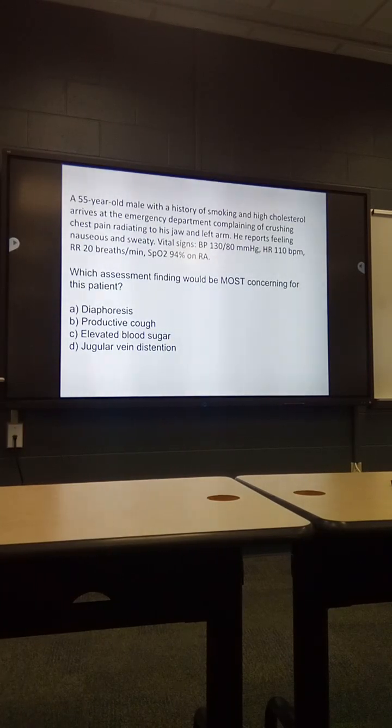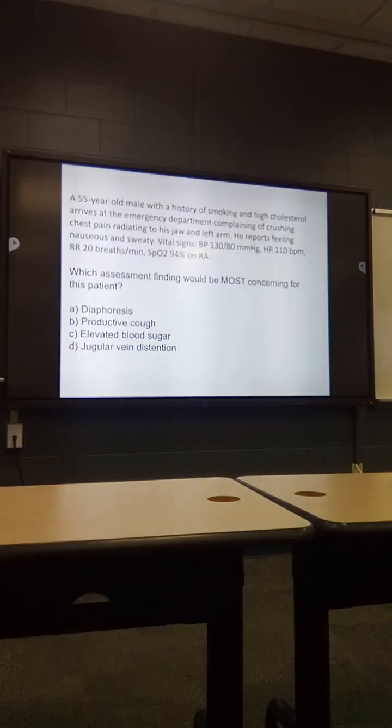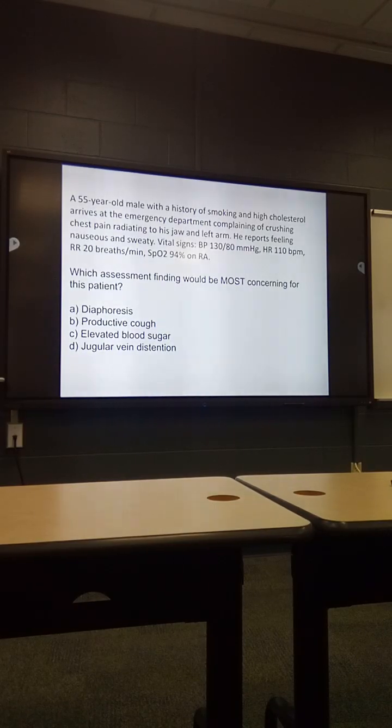So 55, I think this is the same guy. Which assessment finding would be most concerning for this patient? This is a hard question. Why? Fluid in the lungs? He said fluid in the lungs, right? Or backing up. It's just too much fluid in the system.